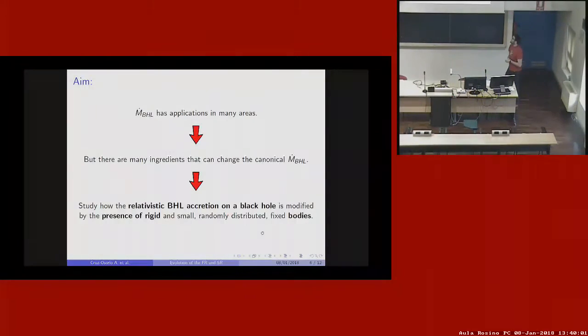This formula has been used in many applications. For example, it can be used to compute the mass accreted on a compact object in a binary system. But there are also many ingredients that can change the value of the mass accreted on a central object. For example, in particular in this study, the authors want to study how the relativistic Bondi-Hoyle accretion can be modified by the presence of small obstacles.